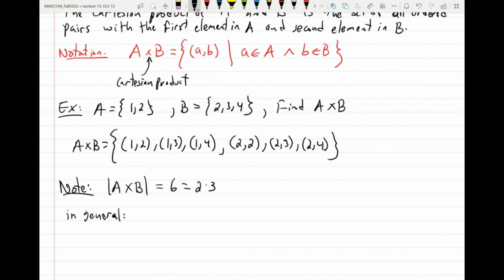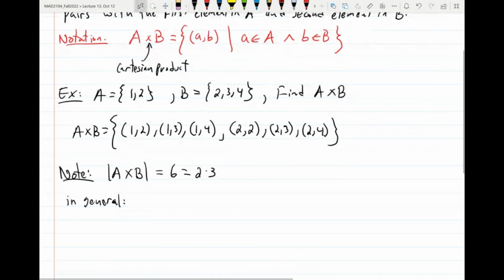So how many pairs do you have? The number of A times the number of B. Yes? If A has 2, then there are 6. If A has 4 elements, how many elements do you have? For each element in A, you have 3 pairs, so that would be 4 times 3. It's 12. Understand this? This only holds if the sets are finite, okay?